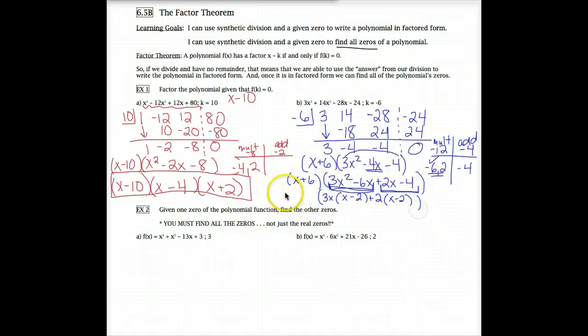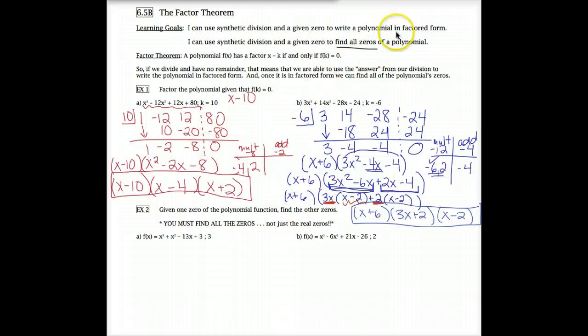So now my final factored answer, here's the first parenthesis from my factoring by grouping, and here is the second one. So I bring down the x plus 6 that I've had since the beginning, and then my 3x plus 2, and then finally my x minus 2. And so there is our factored form.